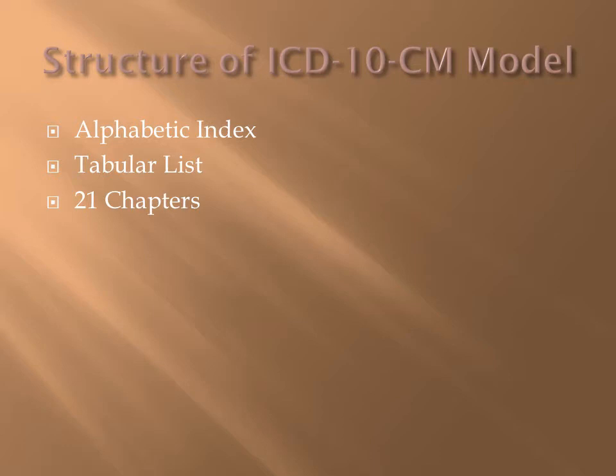The structure of the ICD-10-CM model. Now, we have our alphabetic index. This is the index of disease and injury. It has an index of external cause of injury, tables of the neoplasm, and tables of drugs and chemicals. We also have a tabular list. The tabular list has 21 chapters. The categories are your 3 digits. Subcategories would be your 4th and 5th digits. And codes may have 3, 4, 5, 6, or 7 digits.